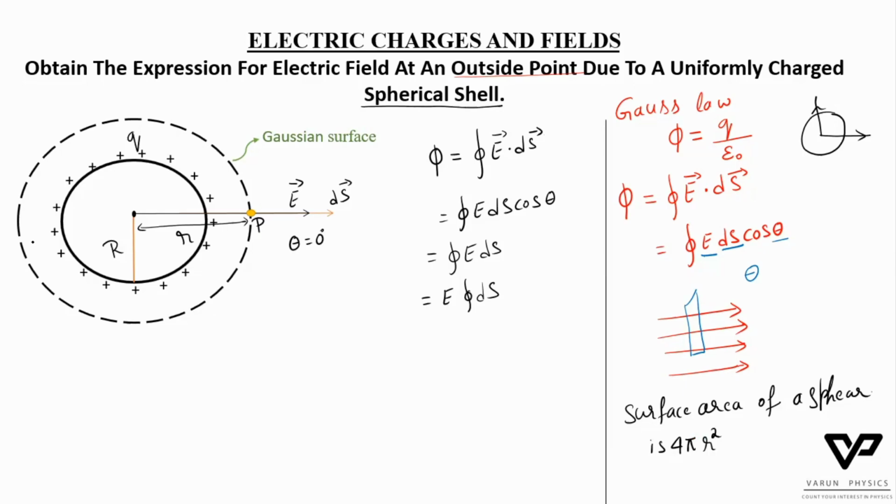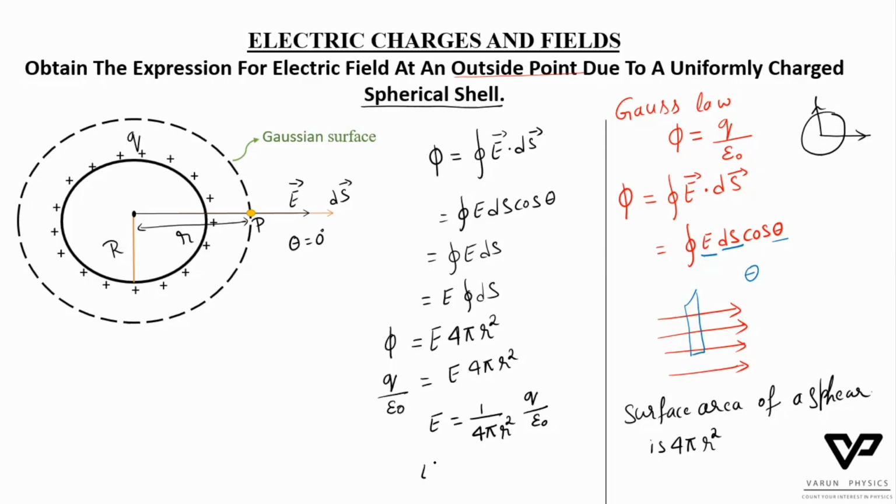Now I have to calculate the surface area of this. What is the surface area of this? The radius is r. Therefore, I can say that this is equal to E into 4 pi r square. Fine. But we know that phi is equal to q by epsilon naught. Therefore, q by epsilon naught is equal to E into 4 pi r square. Therefore, E is equal to 1 by 4 pi r square q by epsilon naught.